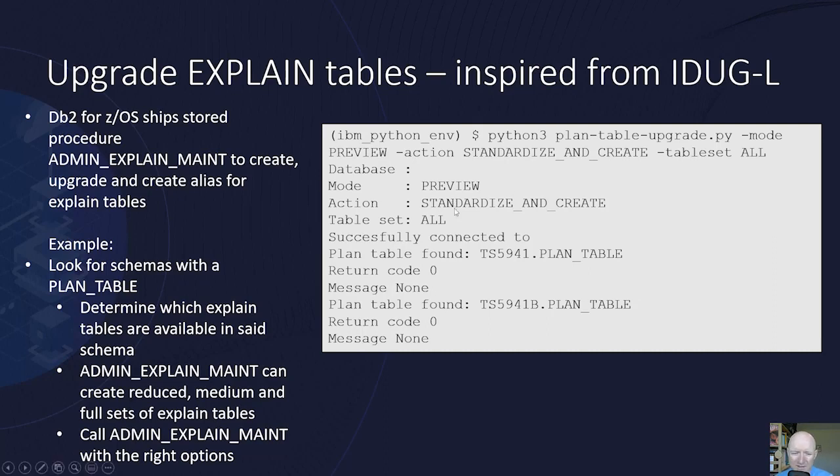So in this particular run, I'm using the preview mode, so I'm actually not doing anything. Then I'm doing the action standardize and create, and then table set all, so creating a new one. There's also upgrade options, etc. So you can easily write a program that loops through and then upgrade all your plan tables in a single easy program. That can be very useful.